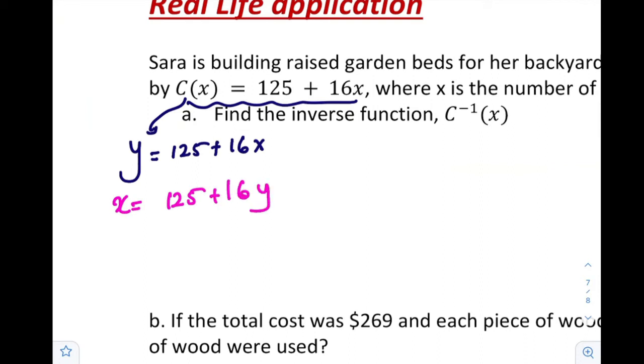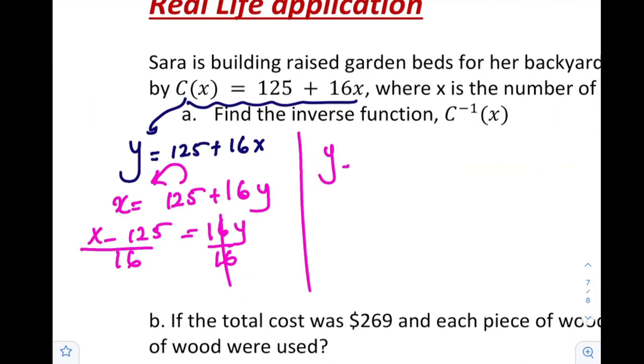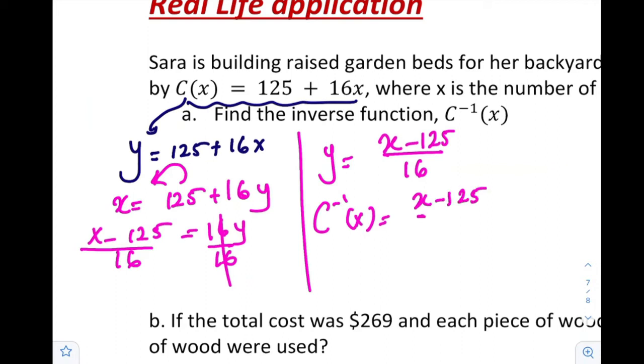Then remember what? Solve for y. So this will be x minus 125 equals 16y, and then we will divide by 16. So y is x minus 125 over 16. So what is required from me, C inverse, will be x minus 125 over 16.